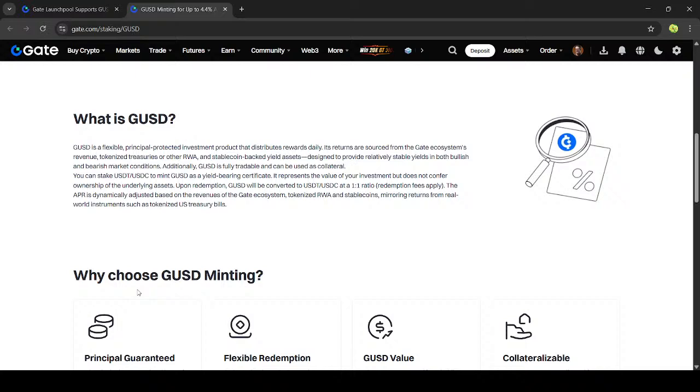The redemption of the USD will be converted to USDT and USDC at a 1:1 ratio. The APR dynamically adjusts based on the revenue of the Gate ecosystem, tokenized RWA and stablecoin money returns in the form of real-world instruments, sourced from tokenized US T-bills, guys.